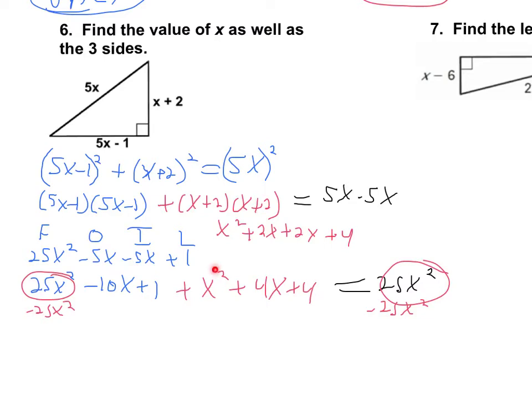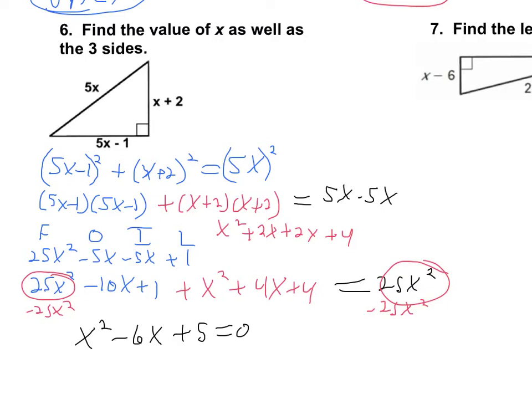Well, we have x squared is the next highest. And then we have negative 10x and positive 4x. So you can combine those. What's minus 10 and plus 4 equal? It equals negative 6x. And then we have positive 1 and positive 4. Add those together and we get 5. And all of this equals 0 because we subtracted that. All right, now this is an equation that we can solve.